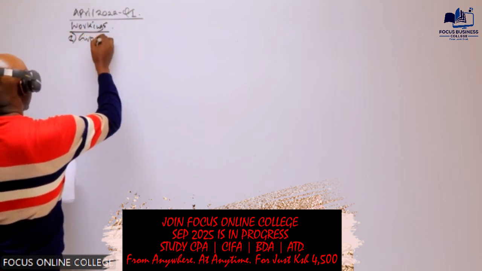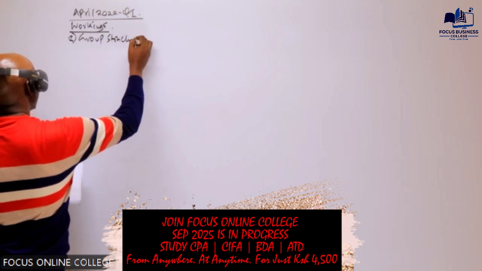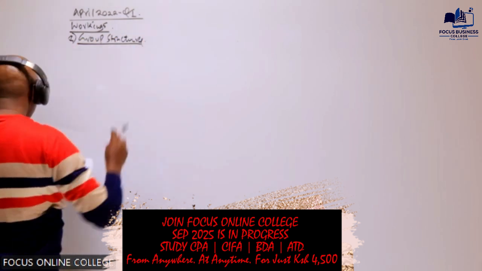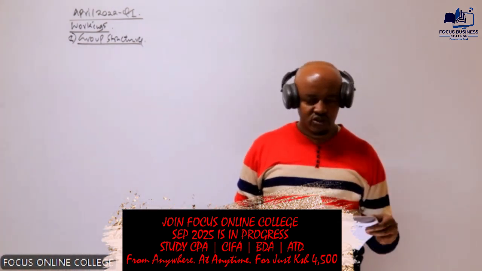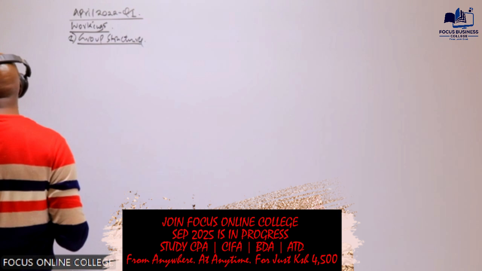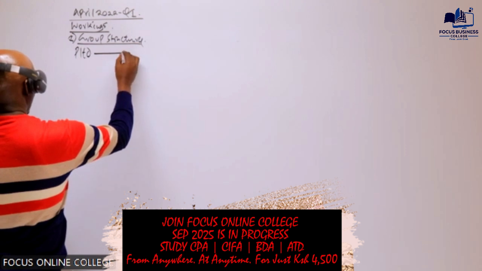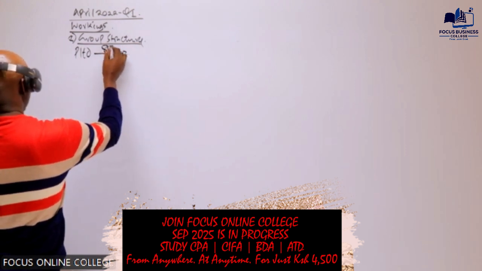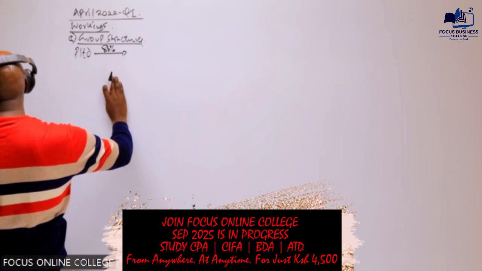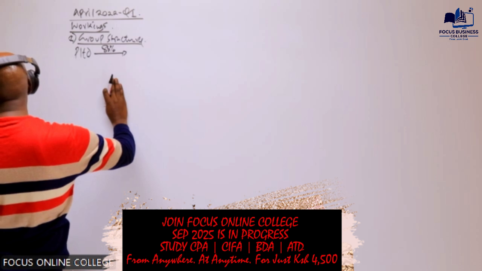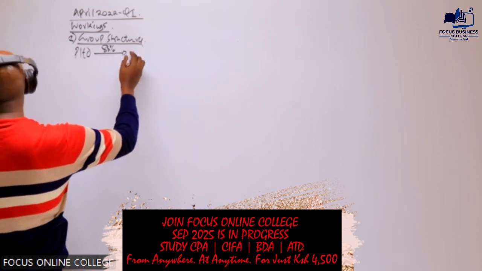Group structure. So where do we have information about the group structure? We have that information in note number 1. Let's go to note number 1. In note number 1, you're told on 1st of January 2021, the company which is called P Limited acquired 80% of S Limited, 1 million 1 franc ordinary shares, for a cash consideration of 35.50 million franc.